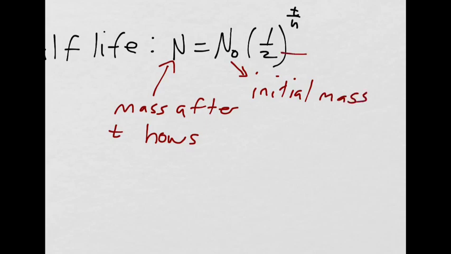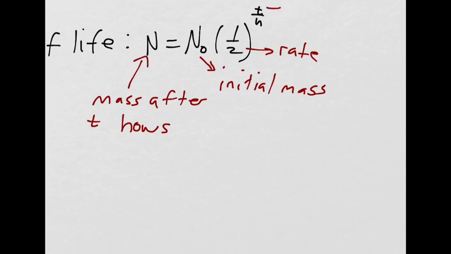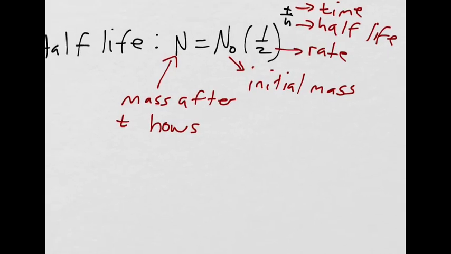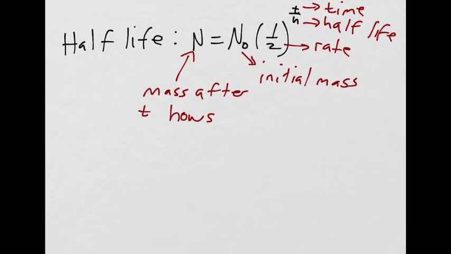The 1 over 2 is the rate, because it's half-life. T up top is just your time, how much time has progressed. And h is the half-life of whatever material you're talking about. Okay? So if you don't know what those variables mean, maybe just make a note of it on your papers, because you will need to use those in a bit.